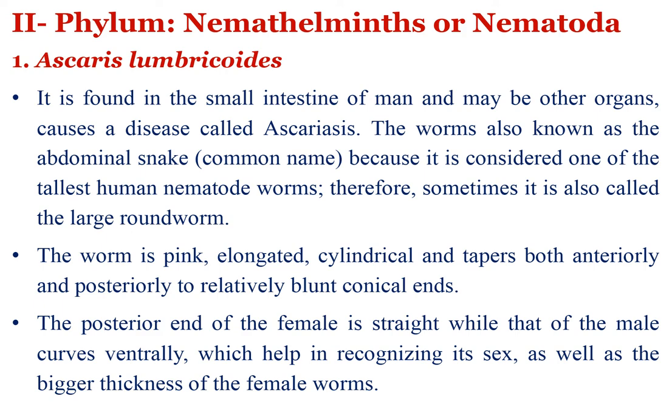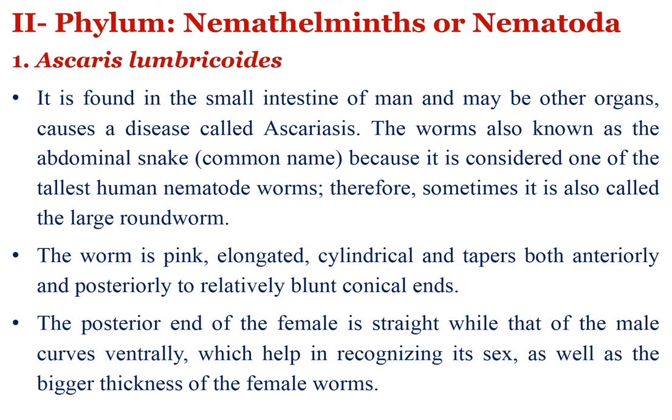Now we'll talk about phylum Nemathelminths or Nematoda. Example number 1, Ascaris lumbricoides. It's found in the small intestine of man and maybe other organs, causes a disease called ascariasis.